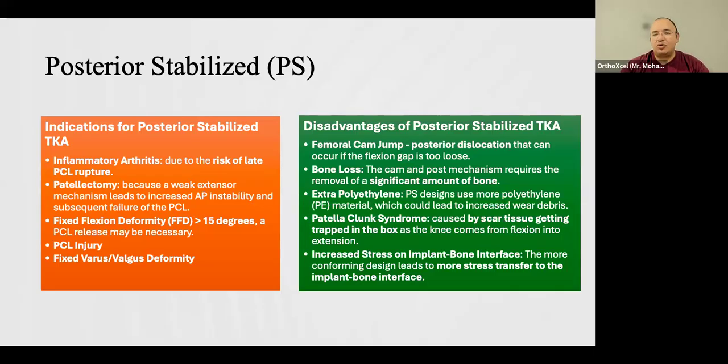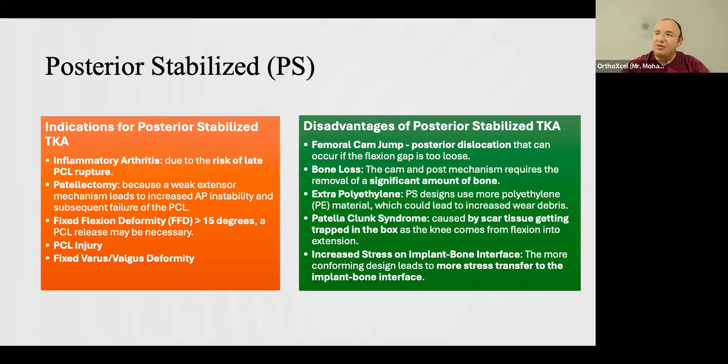If PCL is nice, why not do every knee as a PS? The PS problem is you can have a femoral cam jump. Easily the femoral cam can jump out of the box. You need to cut a lot of bone; you're not bone conserving. You cut a lot of bone from the femur to make space for the cam and box. You can have an extra bulk. You have extra polyethylene, which may be at risk of wear and problems.